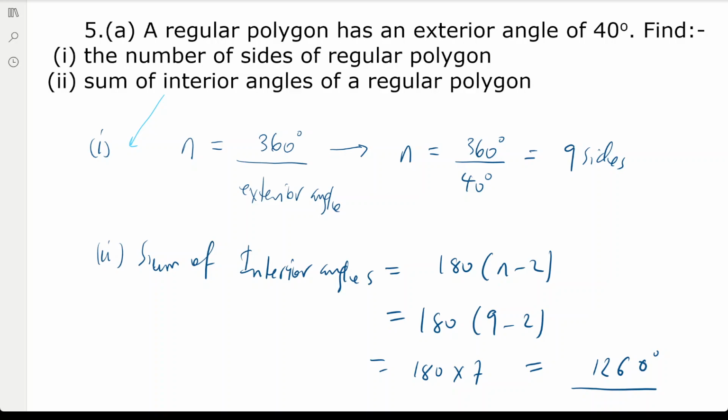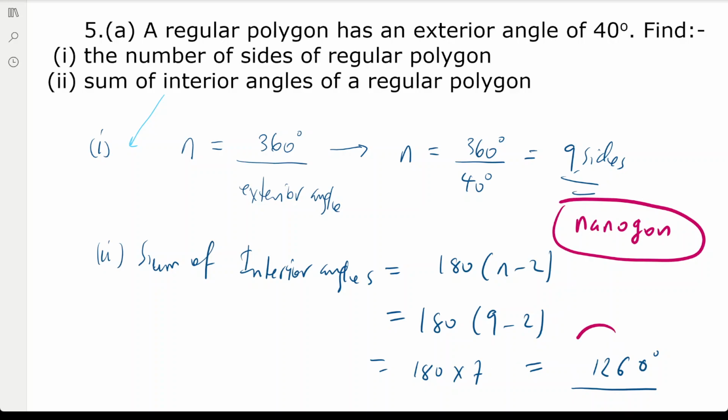So this was question number 5a. And what is the name of this polygon? Actually, the name of this polygon, dear students, is nonagon. So this is the name of the polygon having 9 sides, and we have seen that the sum of all interior angles will be 1,260.